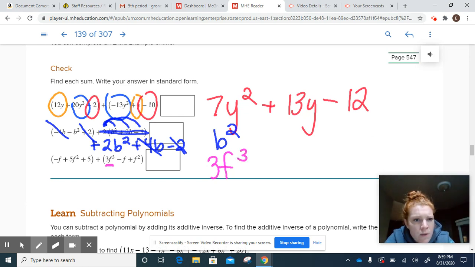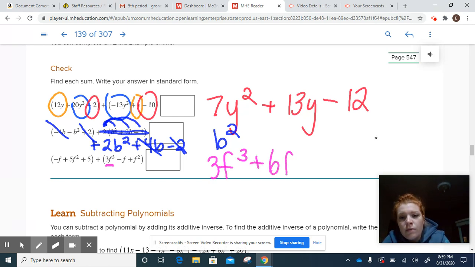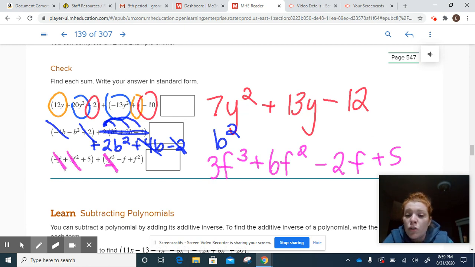The next one is the 5f squared and the f squared, which makes 6 f squareds altogether. Then we have f. So -f and -f make -2f. And then this last piece is the 5, which does not have a common term, so I'm going to write +5 at the back. And if you wanted to, as you went, you could cross them off. That way you know which ones you got, and so on and so forth.